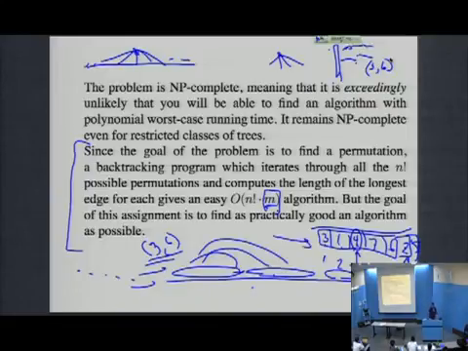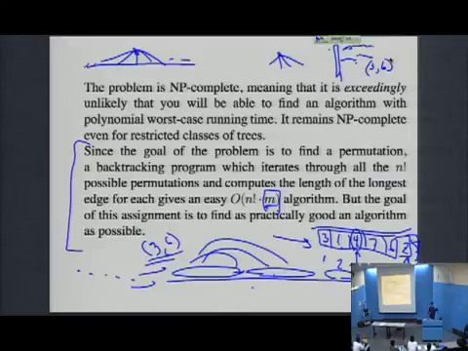Does everybody agree that if I give you a permutation for a particular graph, you can tell me how long the edges are? Who agrees? Who does not agree? Now then, to finish your thing, all you need to do is to enumerate all permutations.